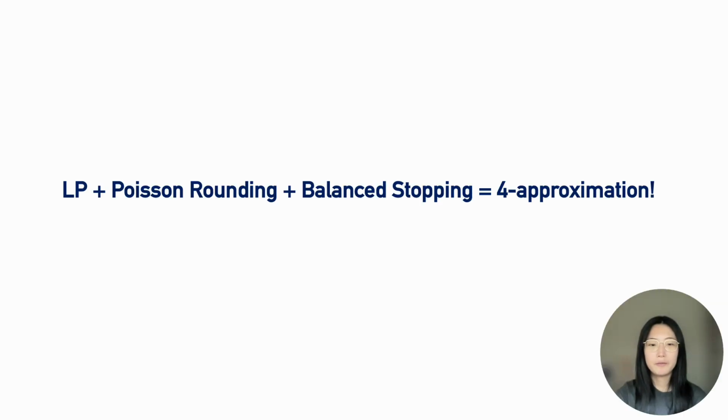In summary, we first apply the LP relaxation and Poisson rounding to get a good order of opening boxes, and then we apply a stopping rule called balance stopping, and combining them together gives an optimal full approximation for the correlated Pandora's box problem. And that's all of my presentation.